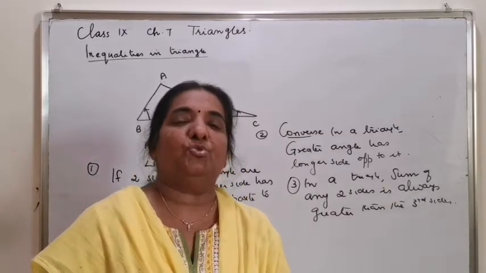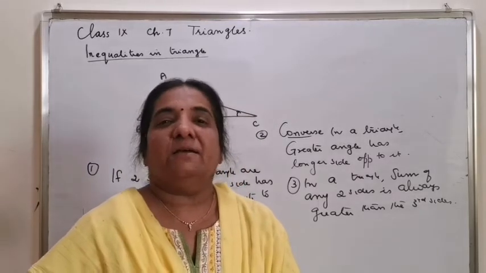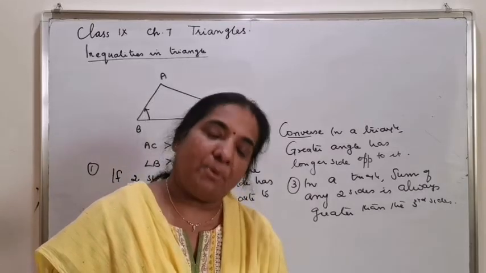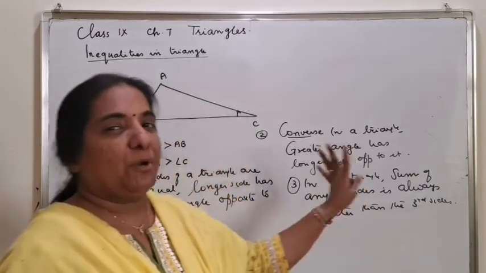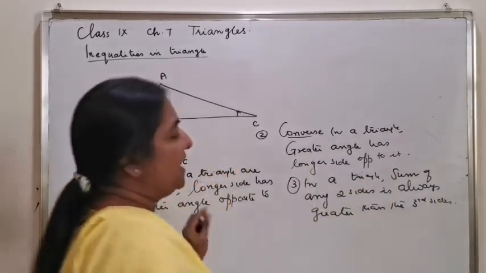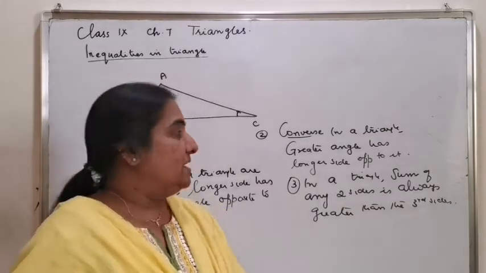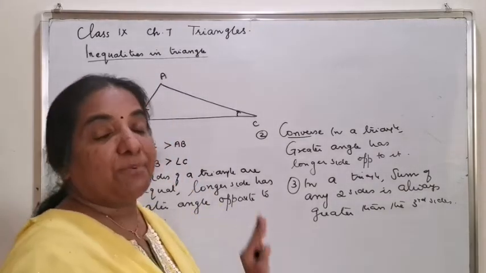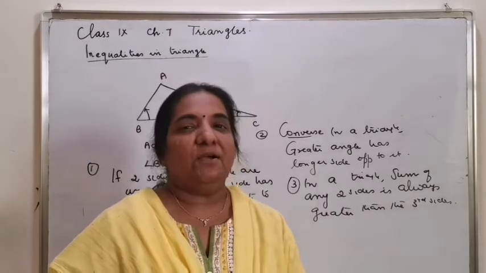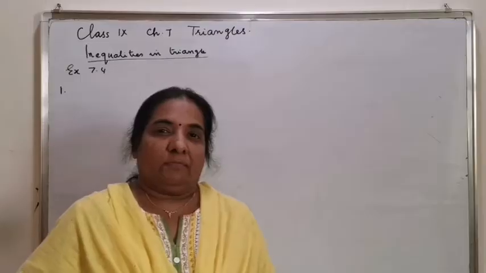Like if you take two sides at a time, if the sum is not greater than the third side, then the triangle construction is not possible. Similarly, the property is derived as: in a triangle, the sum of any two sides is always greater than the third side. So these are the three properties by which we will be proceeding with the next exercise. Copy only the statements in your notebooks.